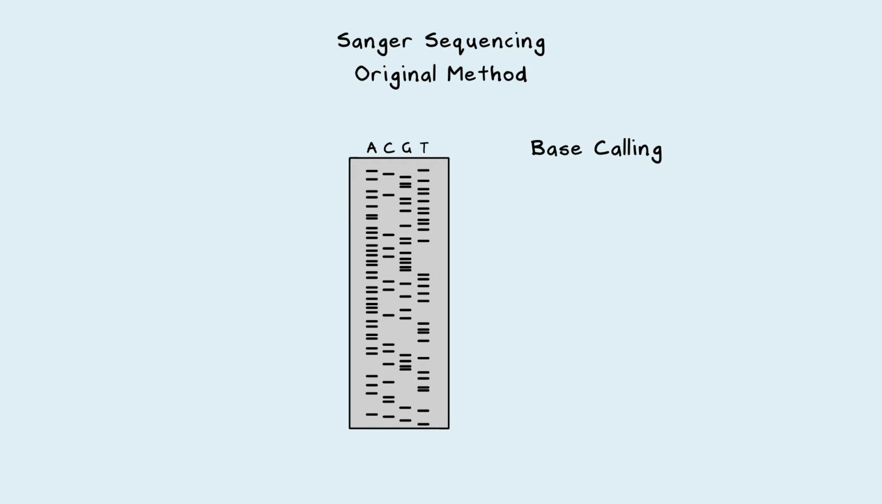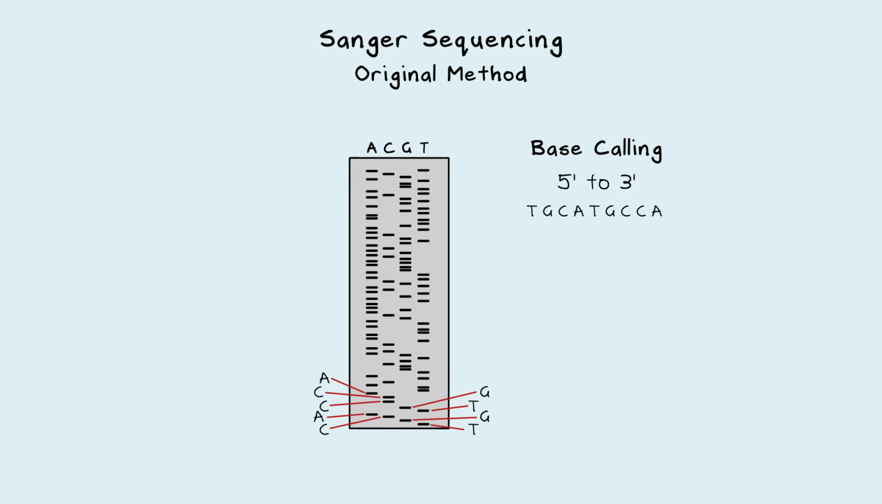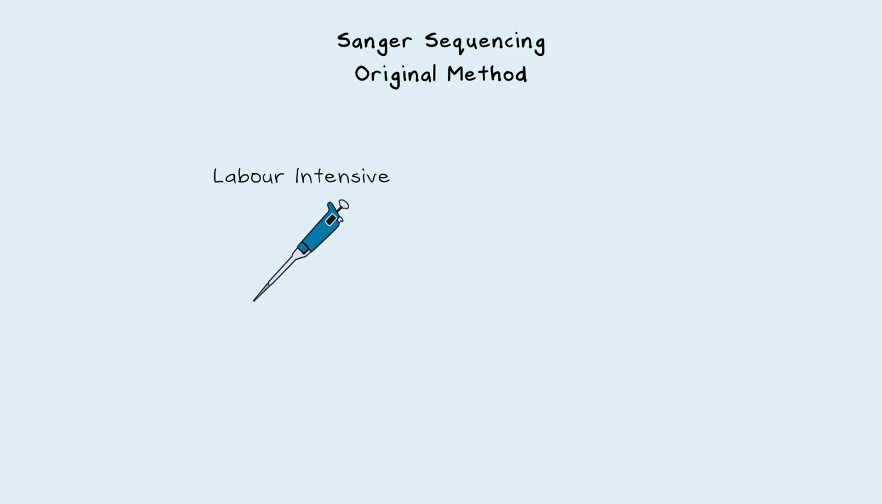The DNA is read from 5' to 3' to call the bases, so we start with the shortest fragment first. In this case, it's in the lane with a ddTTP, so the first nucleotide is a T. The next shortest is in the ddGTP lane, and thus is a G. You continue up the gel based on size to read the whole sequence. So on this gel, it would read TGCATGCCA. The original Sanger sequencing method was very labor-intensive.